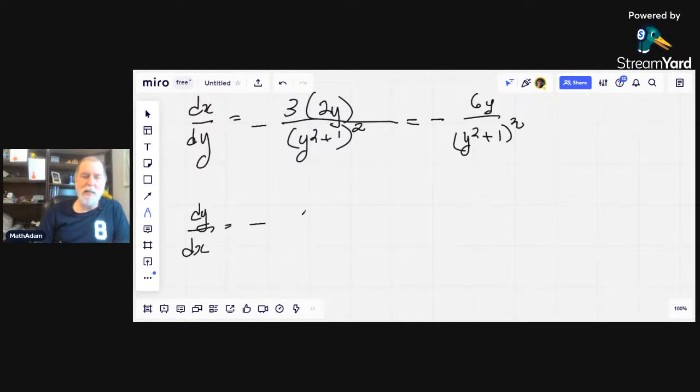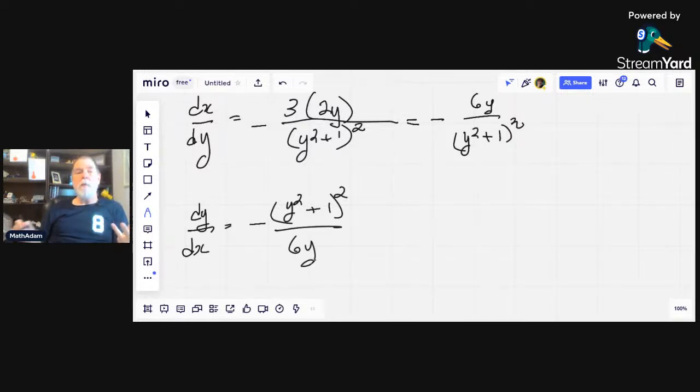So that equals minus y squared plus 1 squared all over 6y. But while this is the derivative of y with respect to x, we want to express our function in terms of x. So we have to remember, what is y? Well, y was, I'll rewrite it up here, y equals the square root of 3 over x minus 1. That was just our original function. So now we're going to do some substitution.